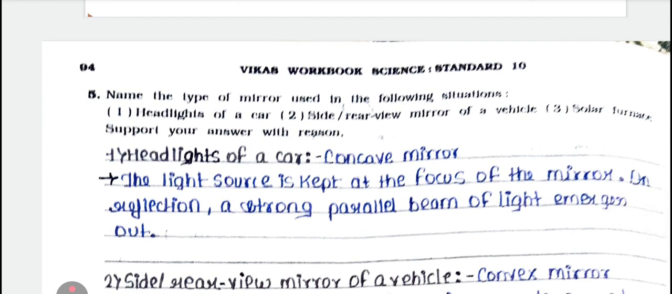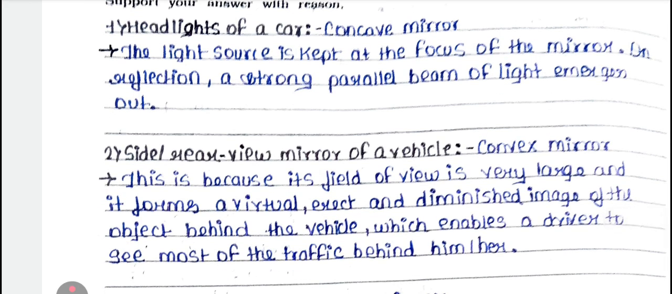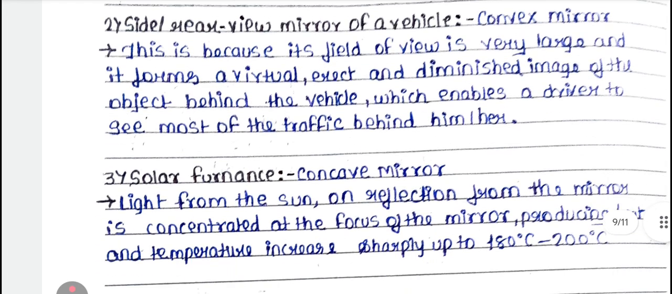नेम द टाइप ऑफ मिरर यूज्ड इन द फॉलोइंग इंस्ट्रूमेंट। हेडलाइट ऑफ कार तो कॉनकेव, और उसका रीजन, the light source is kept at the focus of the mirror, on reflection a strong parallel beam of light emerges. साइड रियर व्यू मिरर ऑफ अ व्हीकल तो कॉन्वेक्स मिरर का यूज होता है। This is because its field of view is very large and it forms a virtual, erect, diminished image of the object behind the vehicle, which enables a driver to see most of the traffic behind him or her.